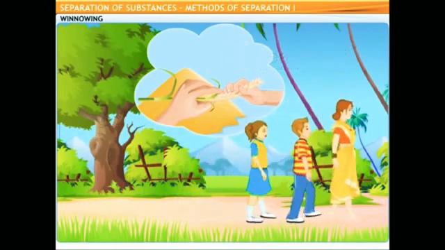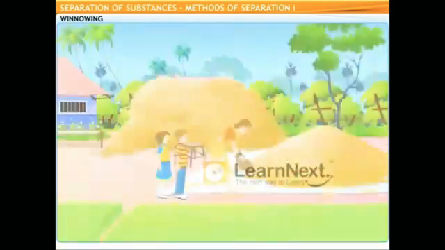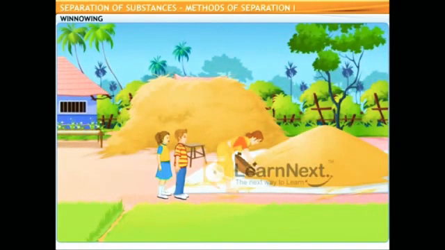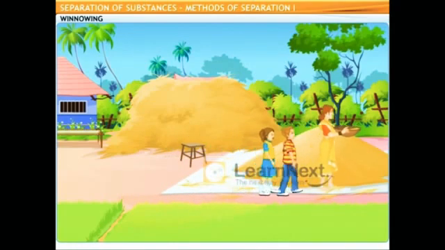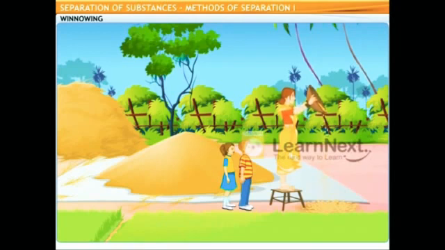Instead, we use a method called winnowing. Let me show you. In this basket, I have some wheat grains that are still mixed with their husk. Watch what happens now. The husk is blowing away. That's right. The husk is much lighter than the grain. So when I shake it gently and let it drop to the ground, only the wheat grains collect here, while the husk blows away. Wow, that's a neat way of separating wheat from husk.